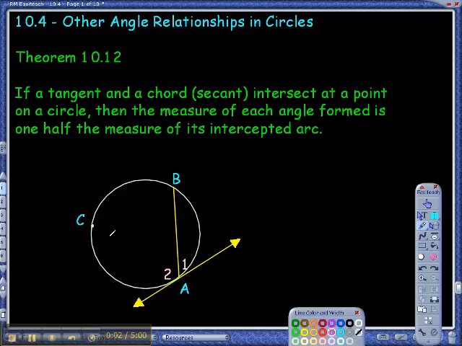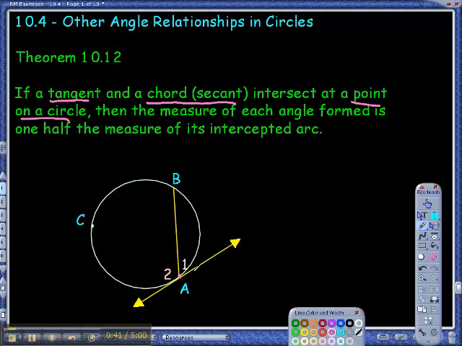Hello class, today we are taking a look at section 10.4, which is other angle relationships in circles. The first theorem we're going to take a look at today, we've got several theorems, says that if a tangent and a chord or a secant intersect at a point on a circle, that's got to be the point of tangency. So if a tangent and any other segment going through the circle intersect at that point of tangency, then the measure of each one of these angles, angle 1 and angle 2, that's formed, will be half of the measure of their intercepted arcs.